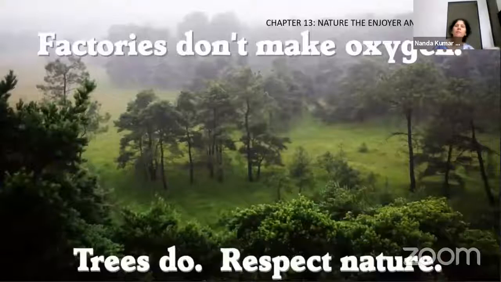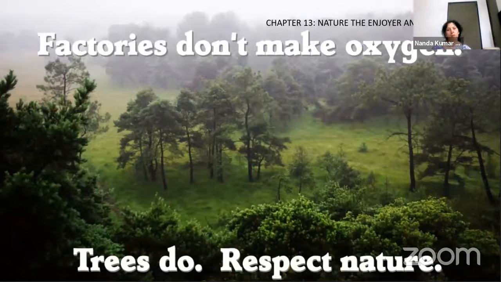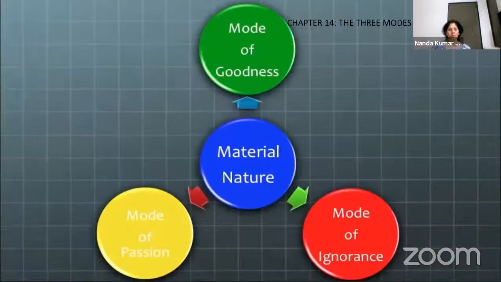Coming to the next chapter, the 13th chapter, where Krishna tells about nature, enjoyer, and consciousness. I will not talk much about this chapter right now because we really have very little time, just 3 more minutes. I will just run through the slides very quickly. What is the 14th chapter? The 14th chapter is about the three modes of material nature. We know what the three modes are: the mode of goodness, mode of passion, and mode of ignorance. And then there are a number of qualities given of people in all three modes. We have to read the chapter.